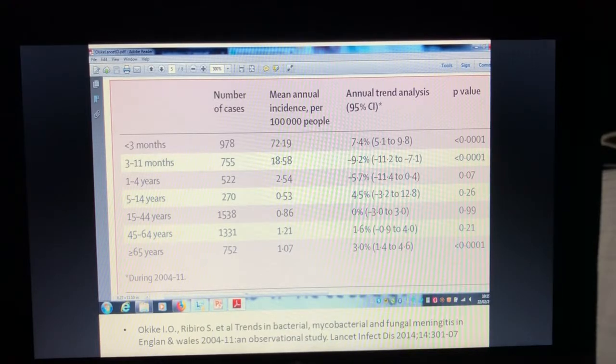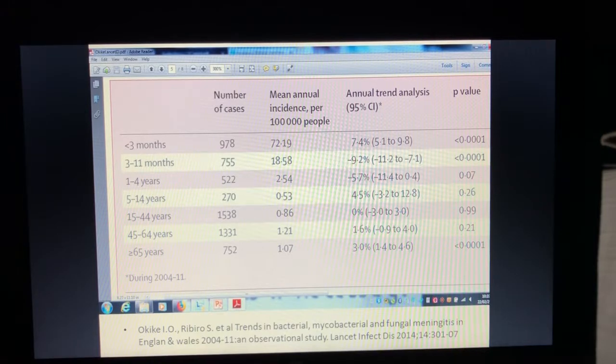And we can see that the incidence is also far lower in the 1 to 4 down to 2.5 per 100,000 and so on as you go down. But then when you go back up to the under 3-month-olds, you can see that the incidence is 7 times that in older children and adults. And furthermore, the annual trend analysis shows a 95% certainty that the incidence is actually rising by between 5 and 9.8% each year between 2004 and 2011.